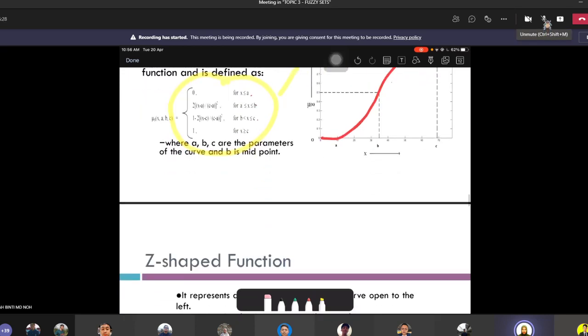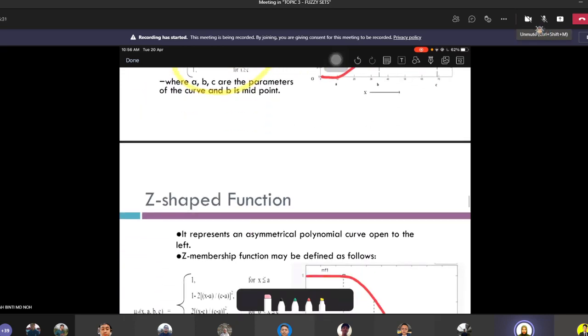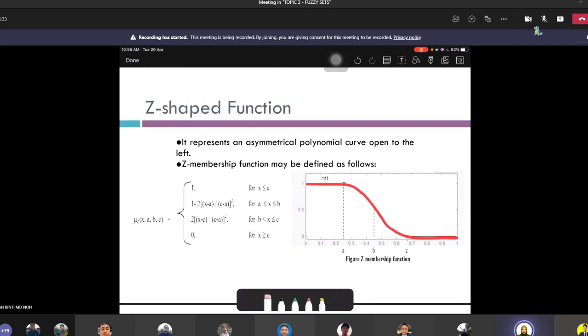Kalau Z function, dia macam S function tadi, tetapi dia terbalik. The curve tu terbalik. Okay, kalau tadi kita macam ni kan, lepas tu baru macam ni. Yang ni macam ni, baru macam ni. Function tu. So, kalau kita tengok dekat dia punya function dekat sini, dia terbalik. Dia start dengan 1. Okay, tu Z function.